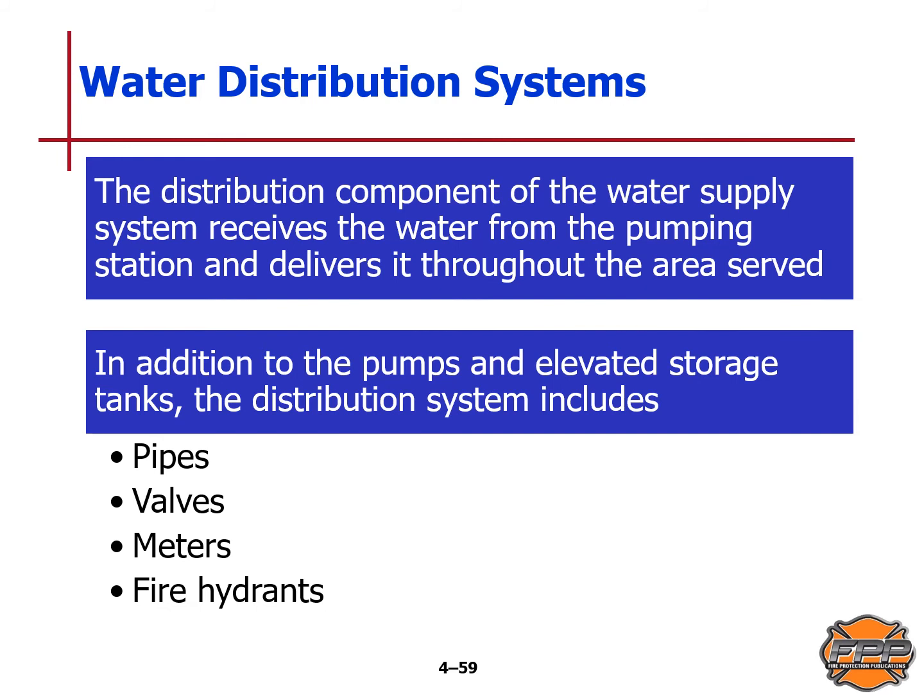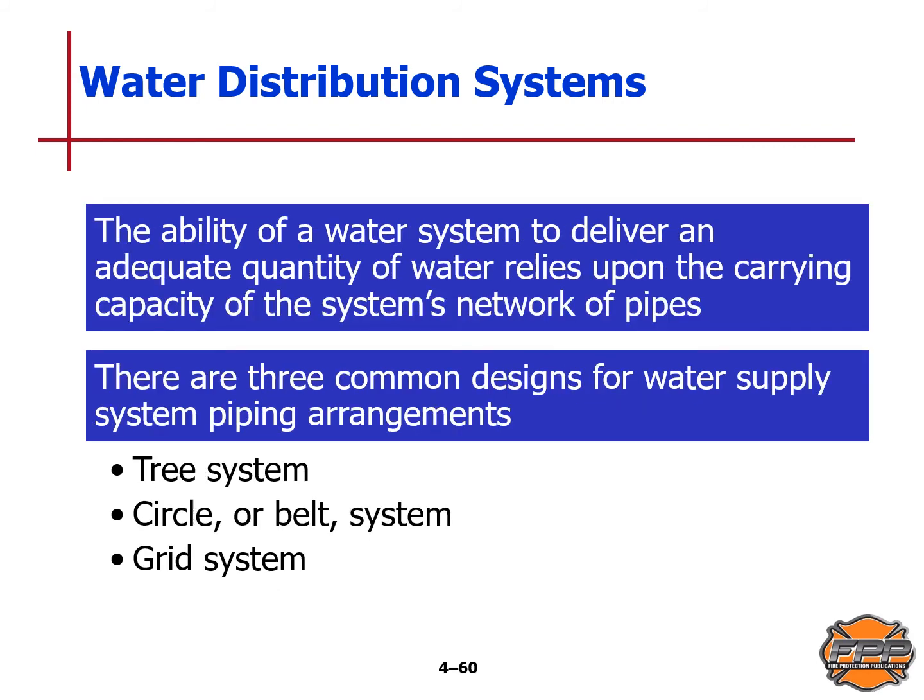The distribution component of the water supply system receives the water from the pumping station and delivers it throughout the area served. In addition to the pumps and elevated storage tanks, the distribution system includes pipes, valves, meters, and fire hydrants. The ability of a water system to deliver an adequate quantity of water relies upon the carrying capacity of the system's network of pipes. There are three common designs for water supply system piping arrangements: the tree system, circle or belt system, and grid system.